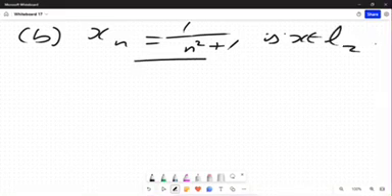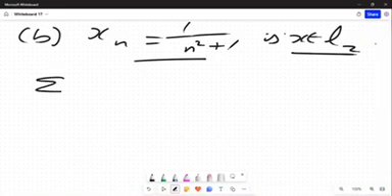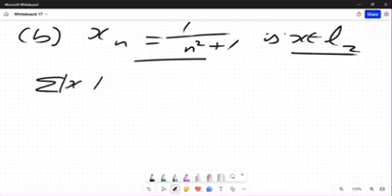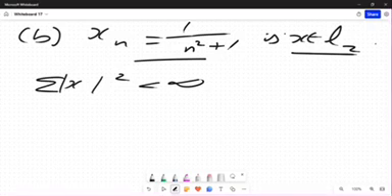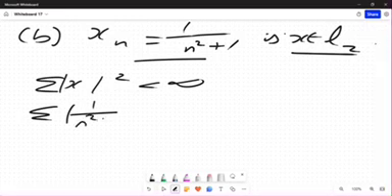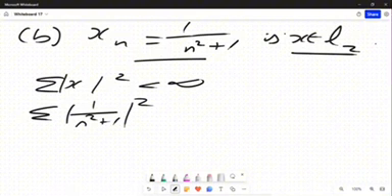We showed that this one is in L1. We are now asking whether it's in L2. For it to be in L2, it must follow that the summation of x to the power 2 must be finite. So if you now do this, you have the summation of the sequence itself, 1 over n squared plus 1, to power 2, because you are in L2.